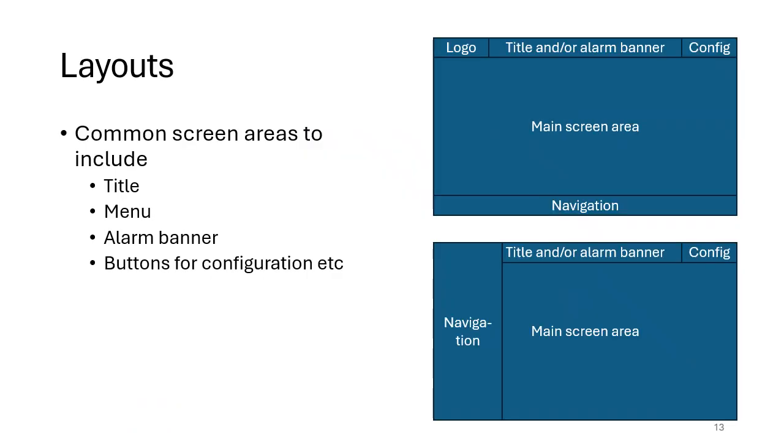So here are some example layouts. You might have a common screen area here, so you've got the title or the alarm banner at the top of the screen, the main screen area in the middle, navigation bars at the bottom, and then you could put maybe your corporate logo top left along with configuration buttons at the top right. You could adapt that. Again, you might have a title or alarm banner at the top with configuration buttons, a main screen area, navigation along the left.